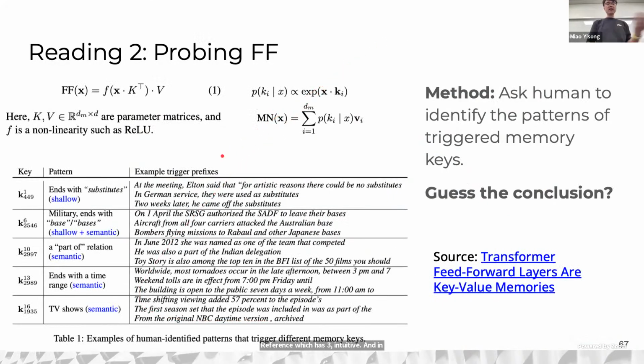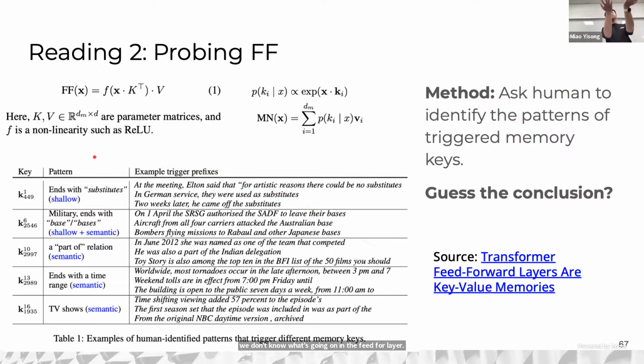And in this work, the authors studied the dark matter in a transformer architecture, which is the feed-forward layer, which occupies 2/3 of the parameters of a transformer. But little is known about what is happening in the feed-forward layer, because we have a good theory for attention, but we don't know what's going on in the feed-forward layer. Their hypothesis is that they serve as key-value memories.